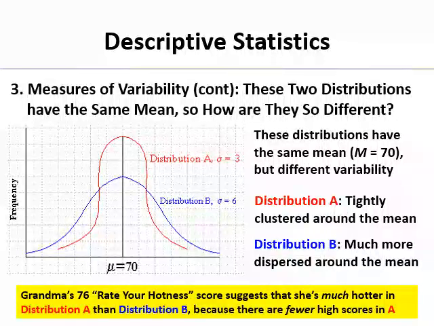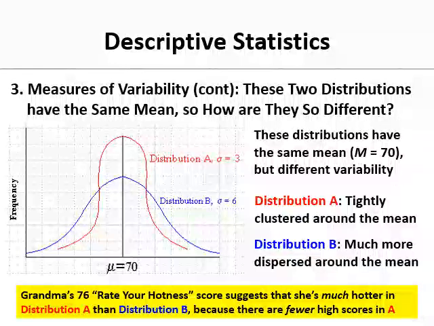So your grandma's hotness score of 76 suggests she's much hotter in distribution A than distribution B, because there are fewer high scores in distribution B. That 76 is 6 points above the mean. That's way less likely to happen in the red distribution than the blue one.